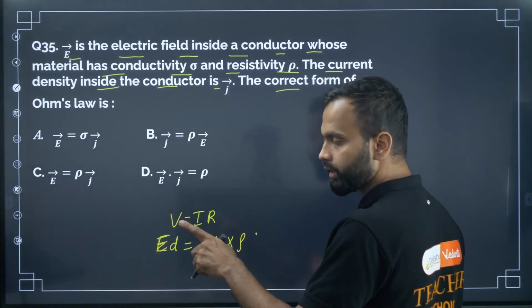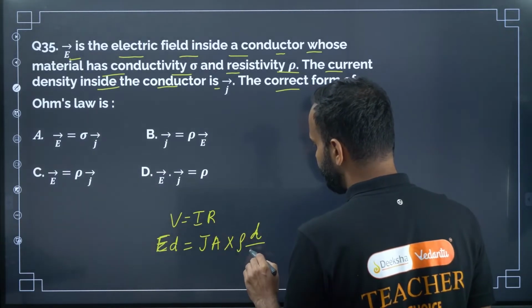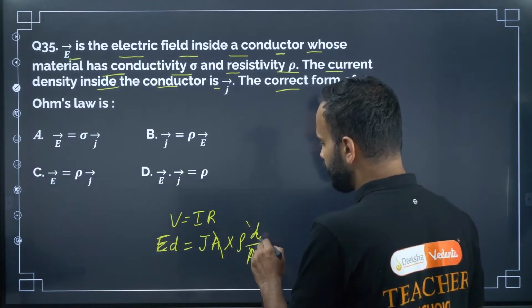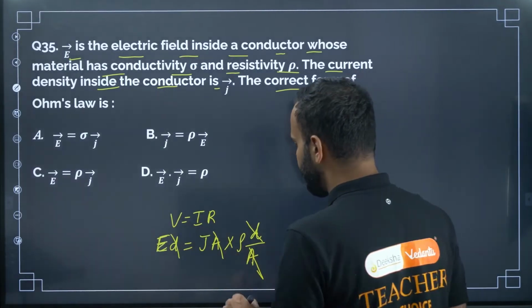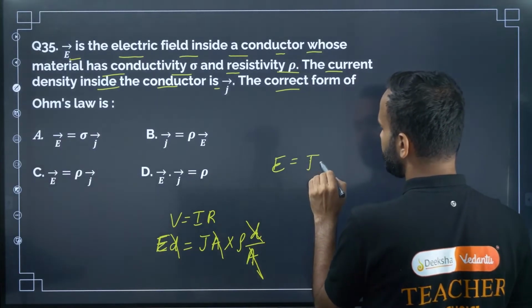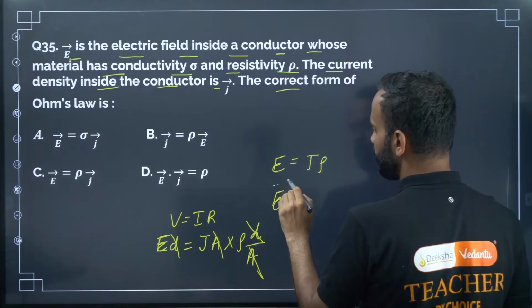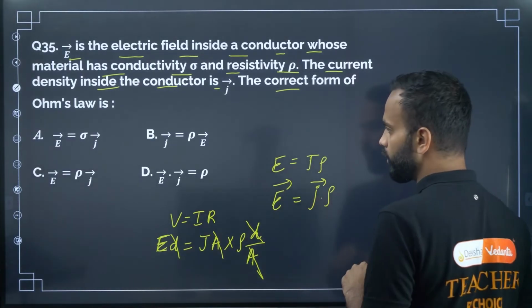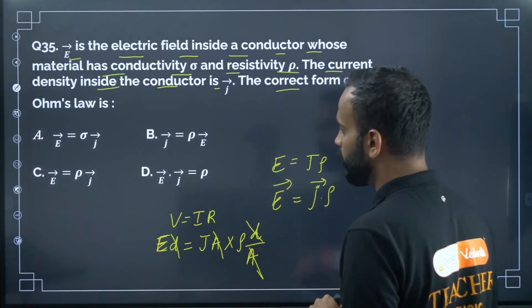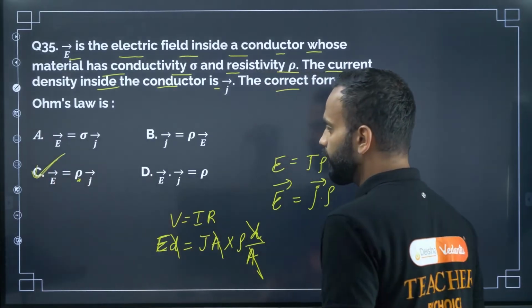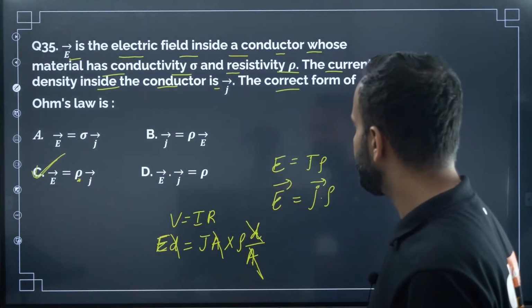L is the length of the conductor, that is D. Okay, so D divided by A. So now A will get cancelled, D will get cancelled, right? So now electric field E vector equal to J into rho. In vector form, E vector equal to J vector into rho, or J vector dot rho. Okay, so option C is the correct answer. E vector equal to rho dot J vector.